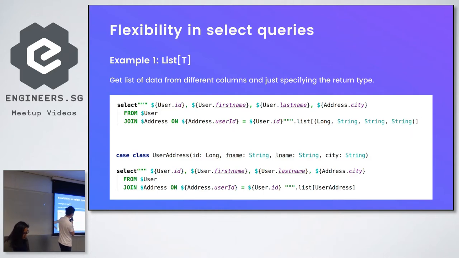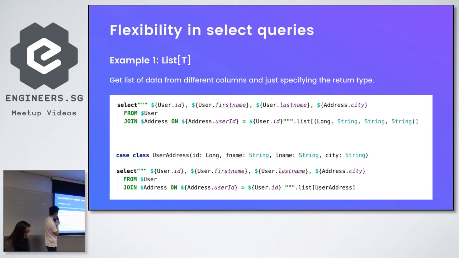And then you join to the address table. And then finally, you use the list method to tell the library what is the data type that will be returned from the result set. So in this case, it will be a list of tuple: a long, which is the ID, a string, which is the first name, another string, which is the last name, and the last string, which is the city. But this is assuming that you need it to be bound into a tuple. If you don't want that, you can bind it into a case class as well.